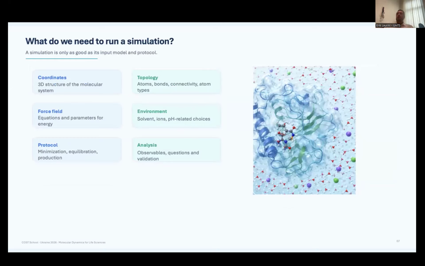Defining this preliminary situation, what we need to run a real simulation. We need all the things that you find in this slide. So we have to start with the initial coordinates of our molecular system. We have to find a way to build the three-dimensional structure of our initial molecular system. Now, with the choice of the force field, we have to describe the topology of these coordinates, and we have to create the environment, the physiological environment of our system.